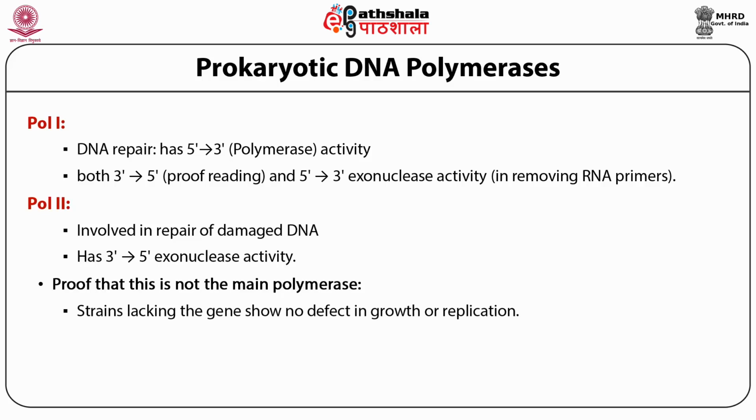coli which do not have DNA polymerase 2 show no defect in any growth or replication. So this kind of proves that in the absence of DNA polymerase 2, the cells can live and they can replicate. So this is not the main processive enzyme for DNA replication.